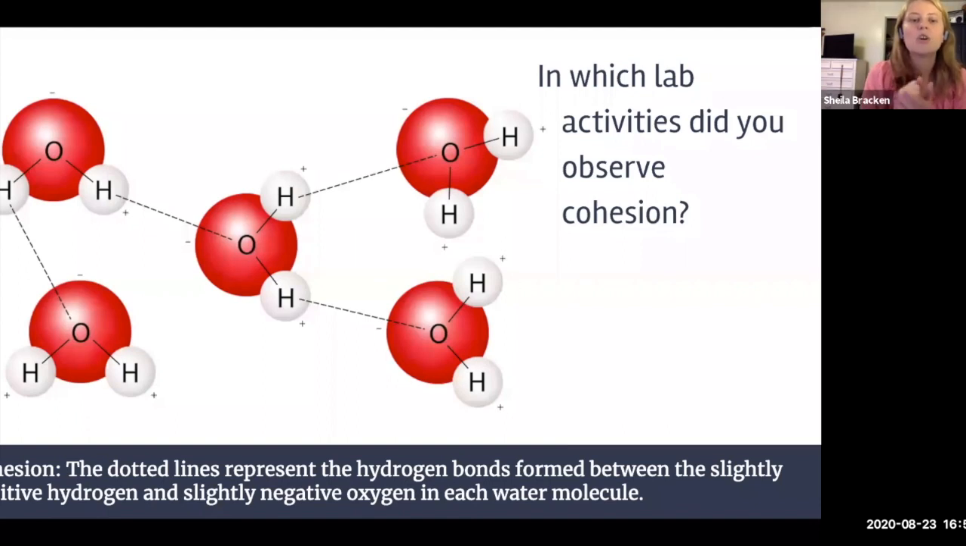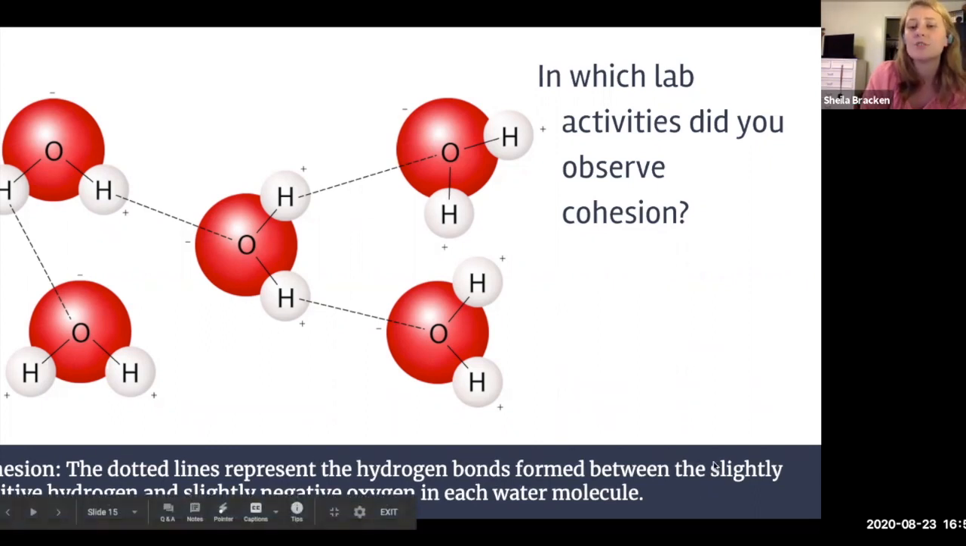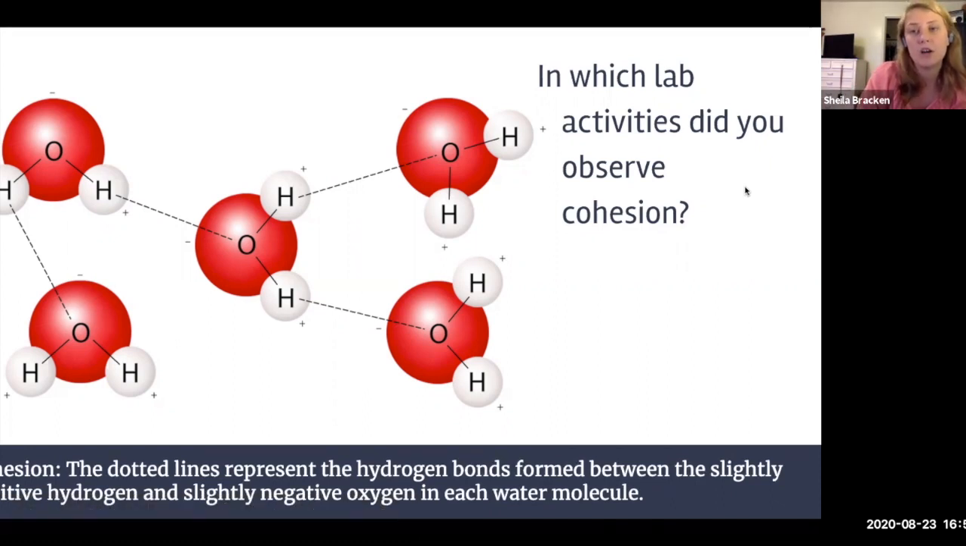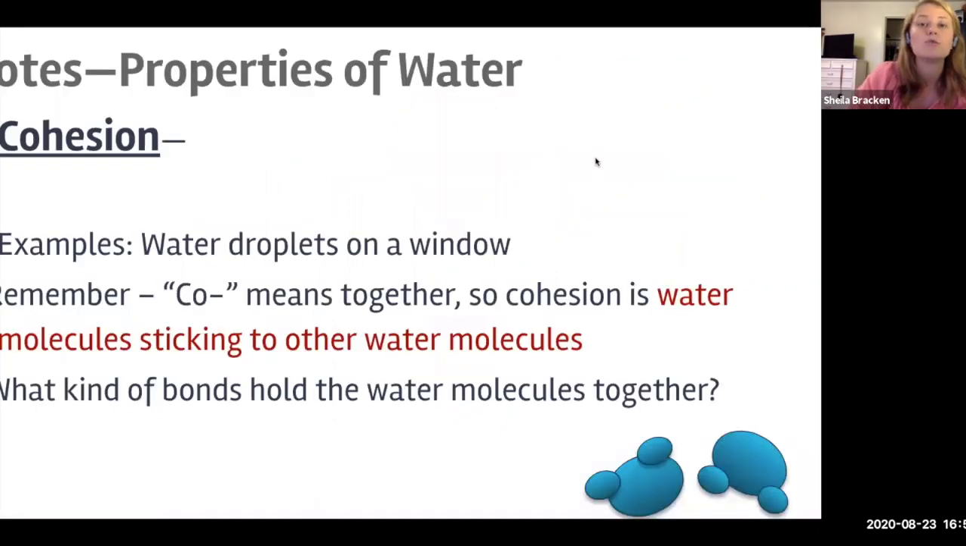right? So water molecules stick together because, again, there's this slightly negative part and a slightly positive part, and they're attracted to each other, right? The oxygen and the hydrogen are attracted to each other because they are opposite electronegativities, right? So the dotted lines represent hydrogen bonds formed between the slightly positive hydrogens and the slightly negative oxygens. This is what allows cohesion to happen, for water molecules to stick to each other.